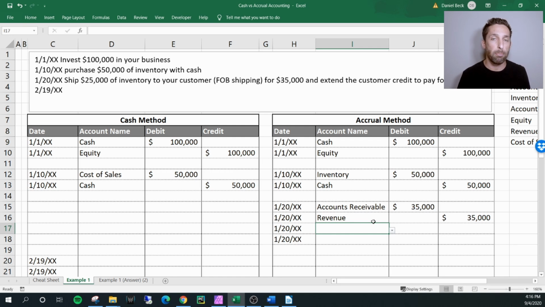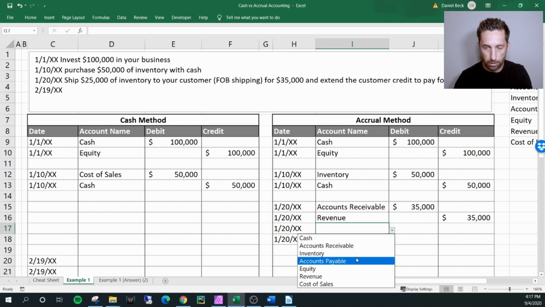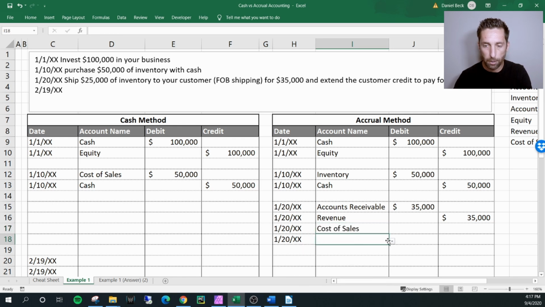In the accrual basis method, we use what's called the matching principle, which is where we match our revenue to the related expenses. So in this case, we shipped $25,000 of inventory, and I will go ahead and record the cost of sale and the reduction of inventory. So the cost of sale is $25,000, and the reduction of inventory is $25,000.